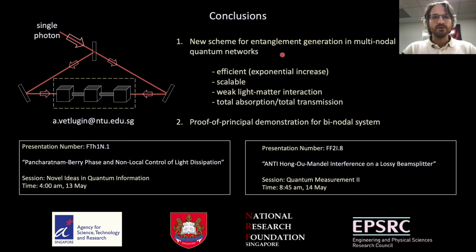In conclusion, we demonstrated a new scheme of entanglement generation in a multinodal quantum network, which is at the same time efficient, scalable, and requires weak light-matter interaction at the nodes of the network. It has the nice property that it can be modulated between the regime of total absorption and total transmission. And we experimentally demonstrated efficient single photon coupling to a basic binodal system.